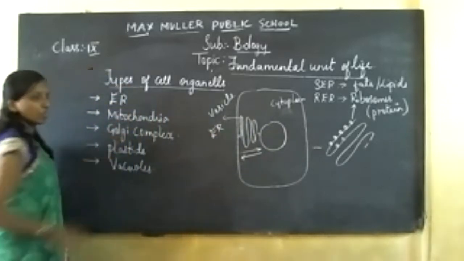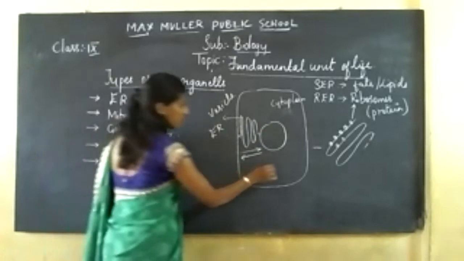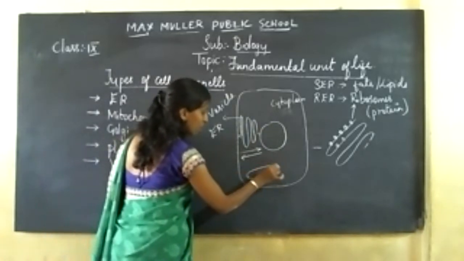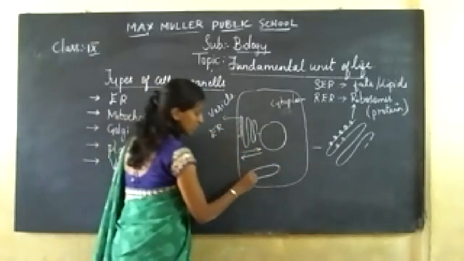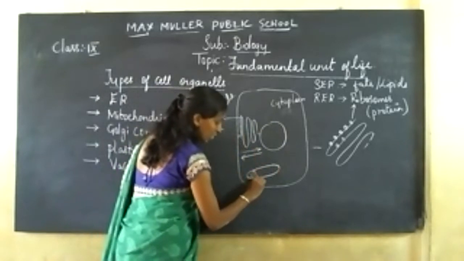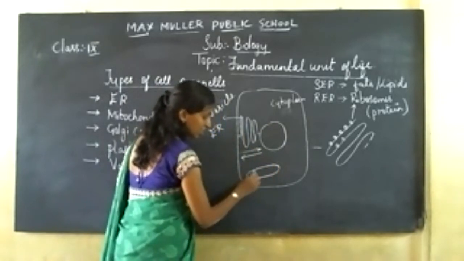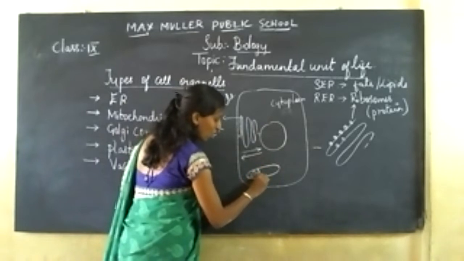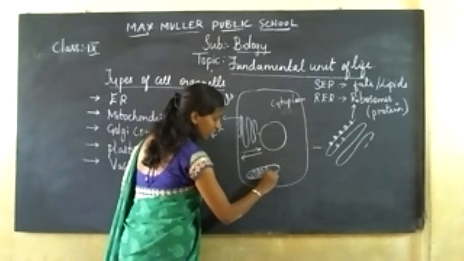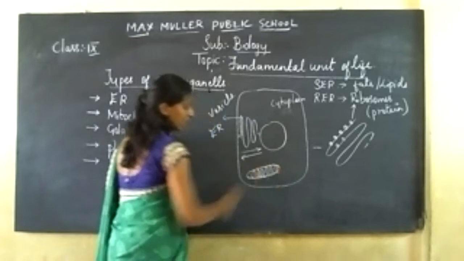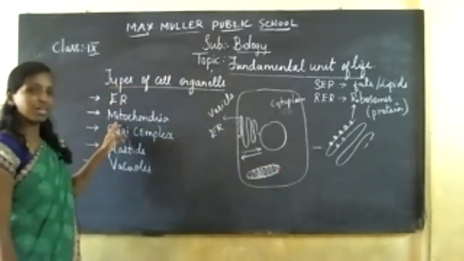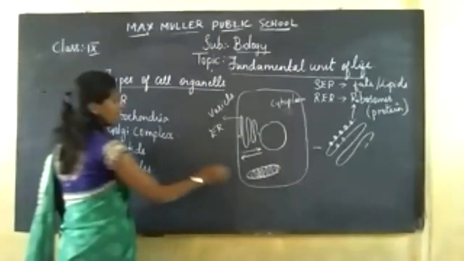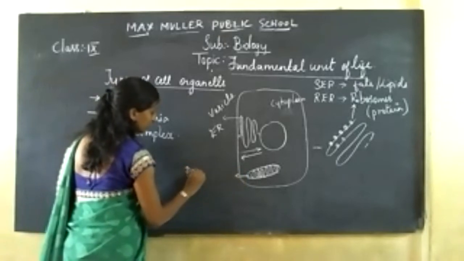Next we have to discuss mitochondria. You have seen a double-layered structure. In this double-layered structure, one layer is completely circular and the other one is coiled inside, just like this, and that is nothing but your mitochondria, and it is also called the powerhouse of the cell.